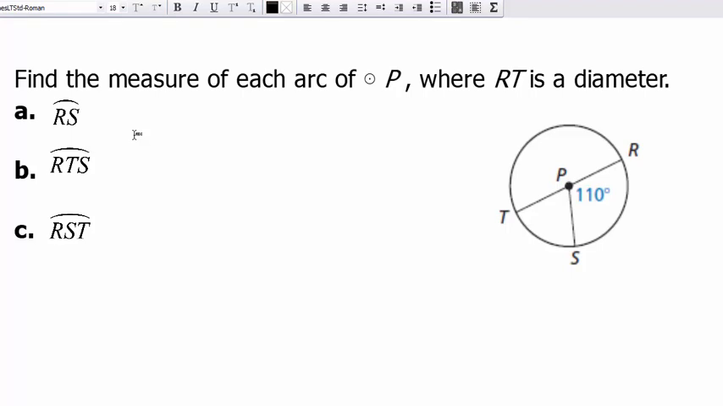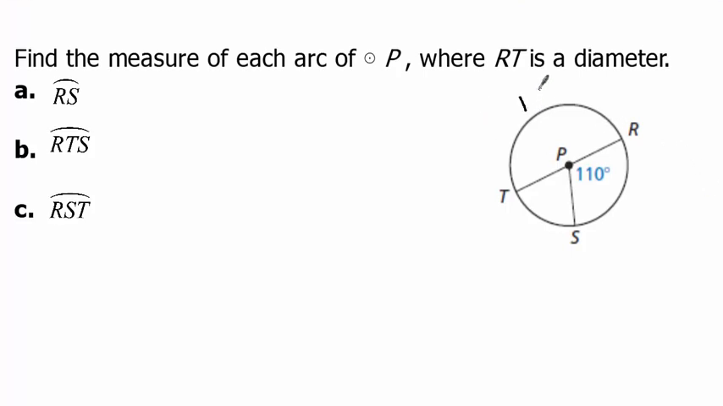Now, we can actually find the measurements of those, knowing that the diameter cuts a circle in half. Then we know that half of that circle has to be 180 degrees. So we know that this side over here has got to be 180 degrees. And if this side from R to T could also be 180 this way, then RS is going to be 110 degrees. So the central angle and the arc have the same measurement if we measure them in degrees.